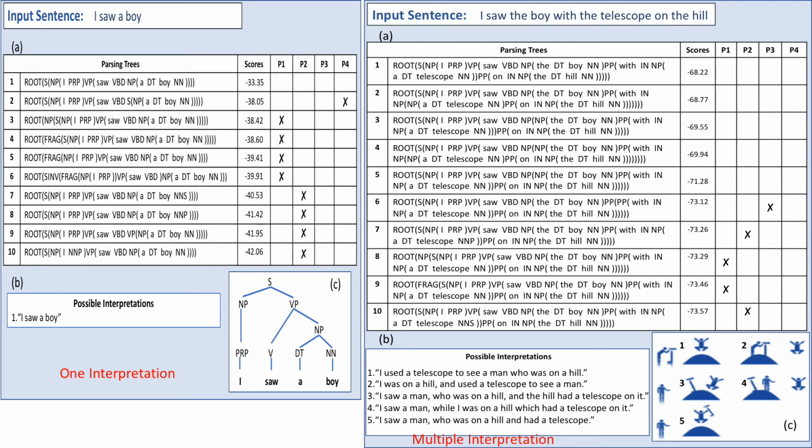Two examples in this slide show, on the left, an input sentence, a simple one: I saw a boy. The only possible or correct interpretation for the sentence is displayed. 10 possible parsing trees are shown along with their scores, and each process is responsible for eliminating some of these parsing trees. On the right, we can see a more complex version of the sentence where the system is able to produce the 5 possible interpretations after the rest have been eliminated.